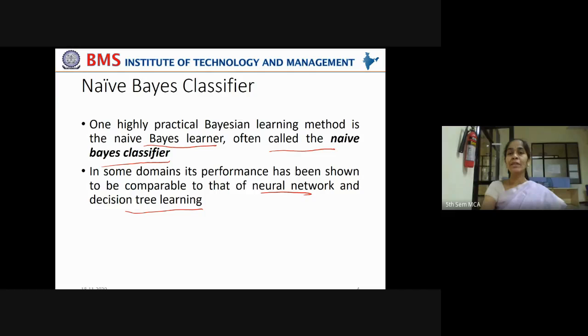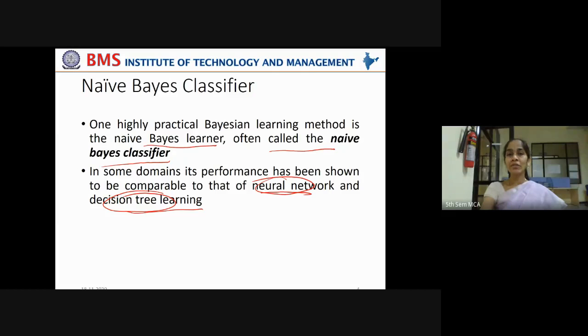Neural network, though it is hard to interpret, and though it takes more training time, its evaluation time is very fast. It takes quicker decisions when compared to other learning models. For that, we select neural networks. But in decision tree learning, the training time is less, and even the interpretation of the model is very easy, but it tends to overfit, right? Like this, each of these learning models has its own advantages and disadvantages.